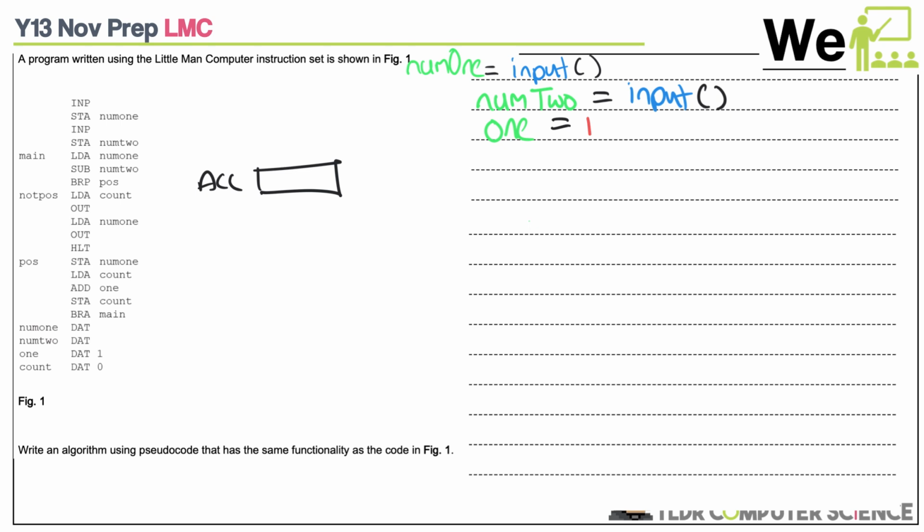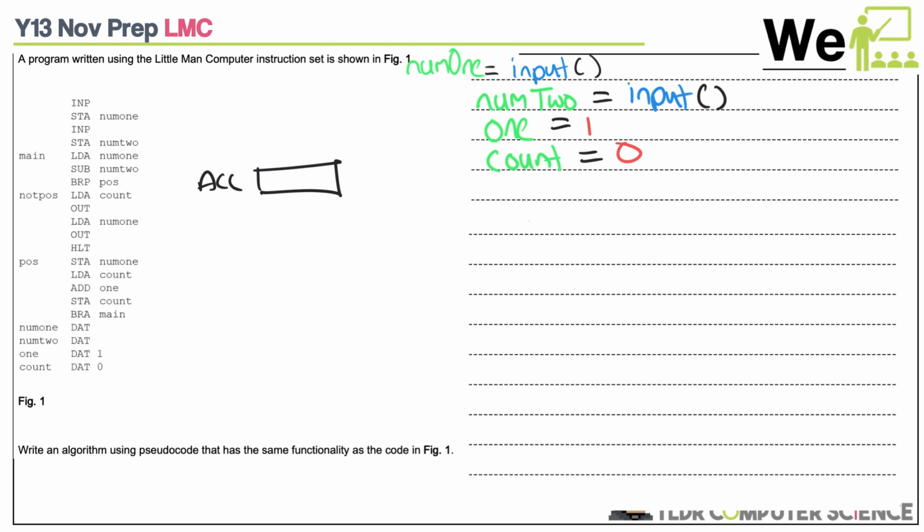And then what was the other one? Count. Count is equal to 0. Now, truthfully, we actually might not need those because count's probably going to be used as a counter to make it go up by 1 every single time. So we can probably just use a for loop to get around this.